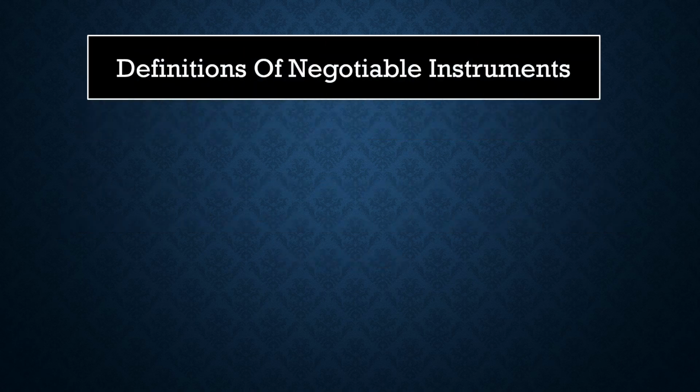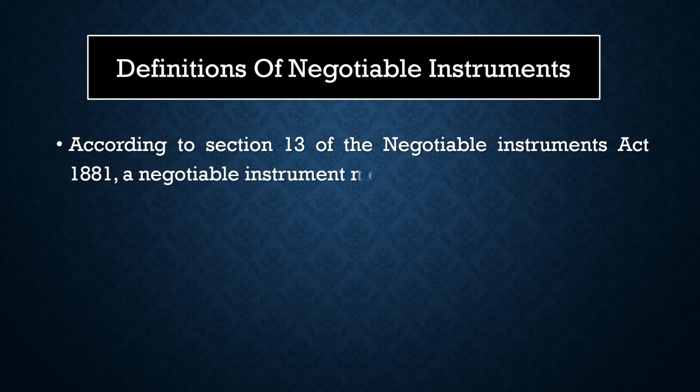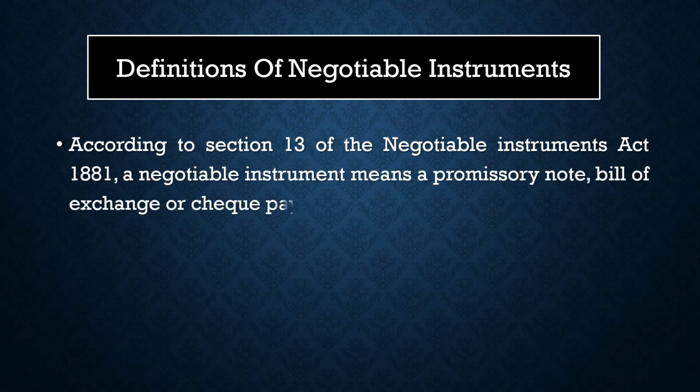In India, negotiable instruments are governed under the Negotiable Instrument Act 1881. According to section 13 of that act, negotiable instrument means a promissory note, bill of exchange or check payable either to order or to bearer. This definition only highlights the documents which are considered as negotiable instruments. What are the documents? The documents are promissory note, bill of exchange and check.